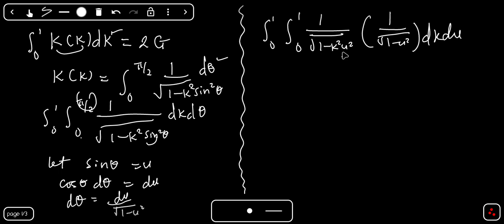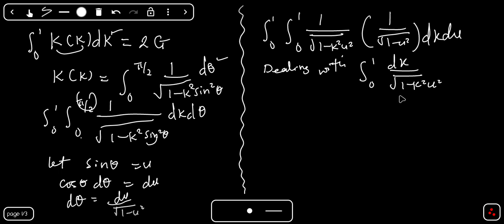Okay guys, I can split this into two parts. I can firstly integrate the part having k, to make the work easy for us. Dealing with the integral from 0 to 1 of dk over the square root of 1 minus k squared u squared, in this case u will be constant and k will be the variable we are integrating with respect to. We are integrating with respect to k here.